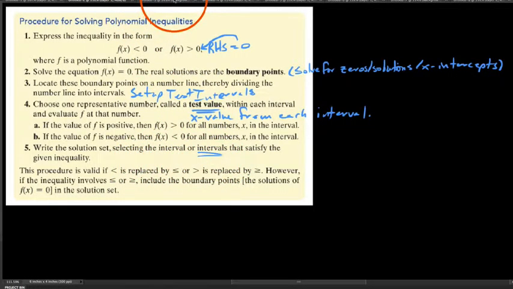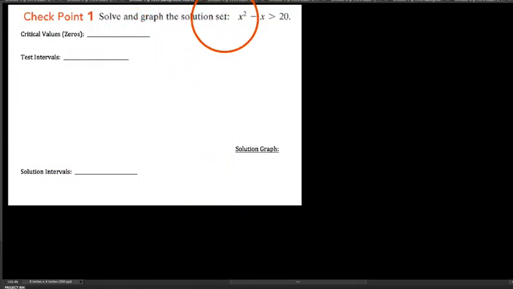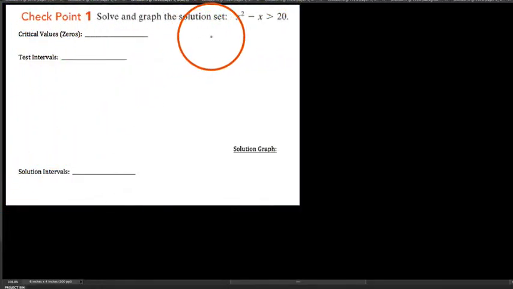So putting all these steps together, I want to show you how quickly we can do this. But looking at this, it says solve and graph the solution set to this. So the first thing we're going to do is get a 0 on the right-hand side. So we say x squared minus x, I'm going to bring the 20 back over here, and we say greater than 0. So this is our initial inequality.